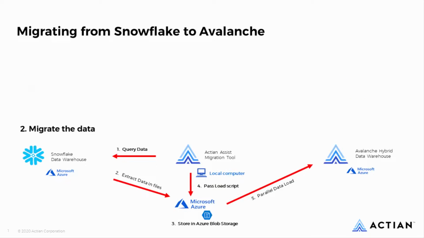Secondly, the data is migrated from Snowflake to Avalanche. We run an extract query on the Snowflake tables from Actian Assist, compress and store the extracted data in Azure Blob Storage, and ingest the data in parallel into Avalanche from Azure Blob Storage.